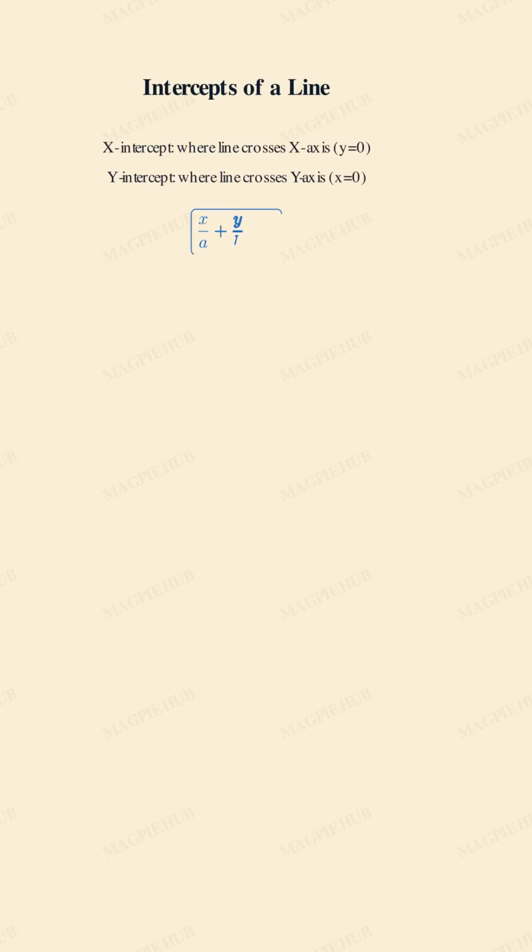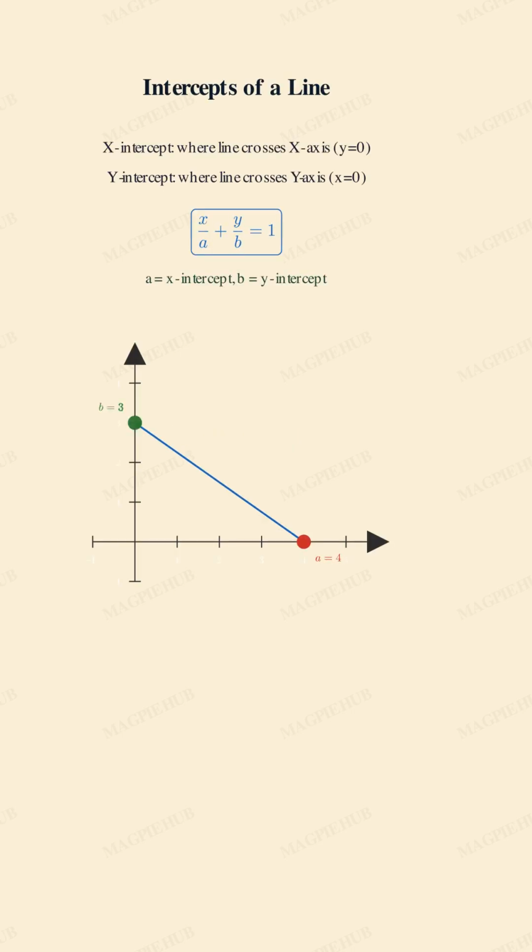Intercepts of a line. The x-intercept is the x-coordinate where the line crosses the x-axis, that is, where y equals 0. The y-intercept is the y-coordinate where the line crosses the y-axis, that is, where x equals 0. The intercept form of a line is x over a plus y over b equals 1, where a is the x-intercept and b is the y-intercept.